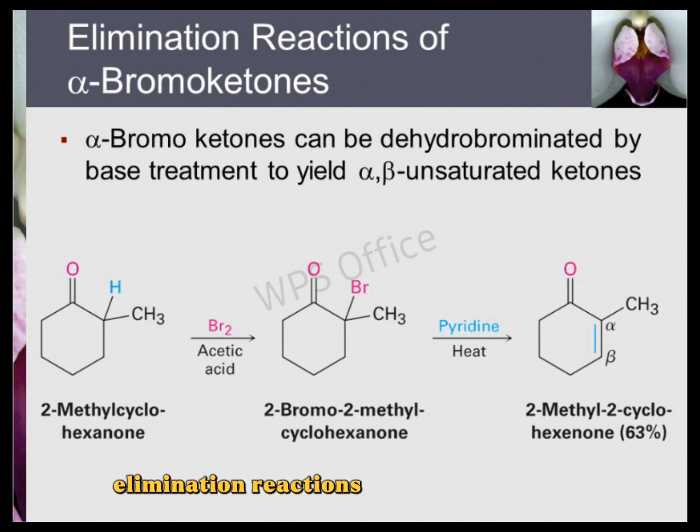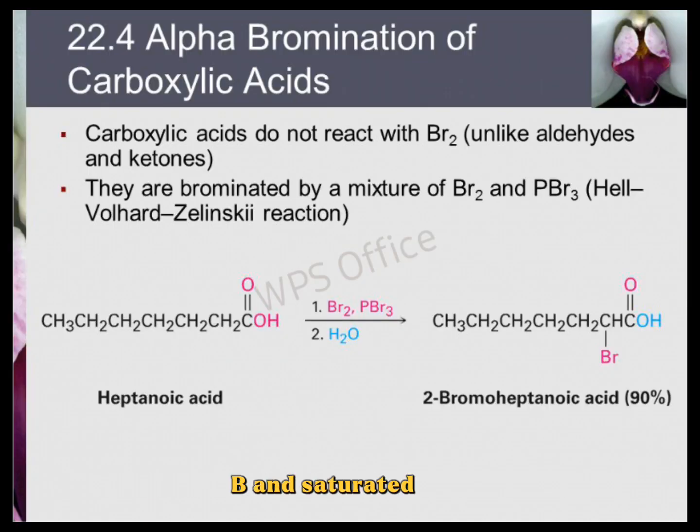Elimination reactions of alpha bromoketones. Alpha bromoketones can be dehydrobrominated by base treatment to yield alpha, beta unsaturated ketones.